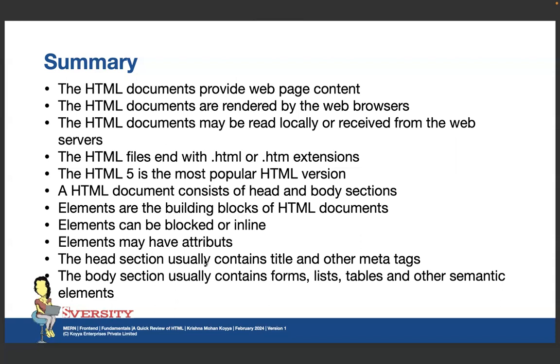And the elements, whatever elements we have seen, are the building blocks of these documents. These elements can be block elements or inline elements, as we have seen. And some of these elements may have attributes also. Typically, the head section usually contains the title and other meta tags. The body section usually contains the text, the forms, lists, labels, and other semantic elements. All right, so this is a quick review of HTML. This is not to introduce HTML, remember. If you have covered HTML as part of your academics or something, this is just for us to recollect.